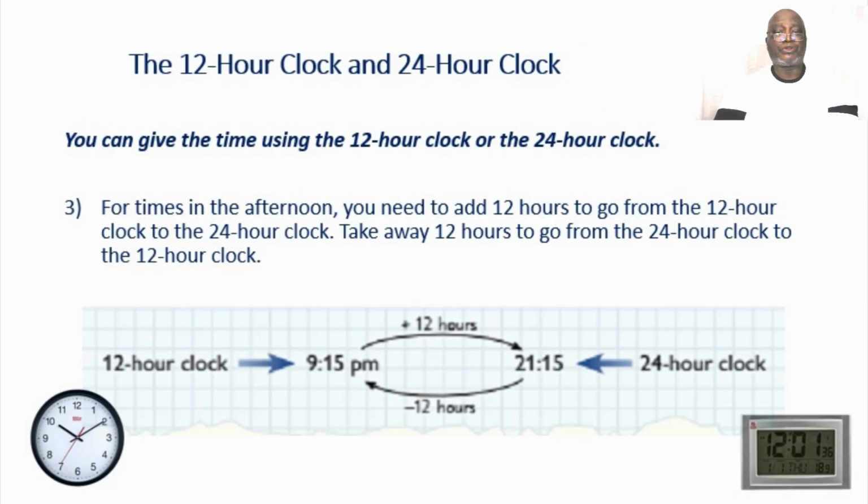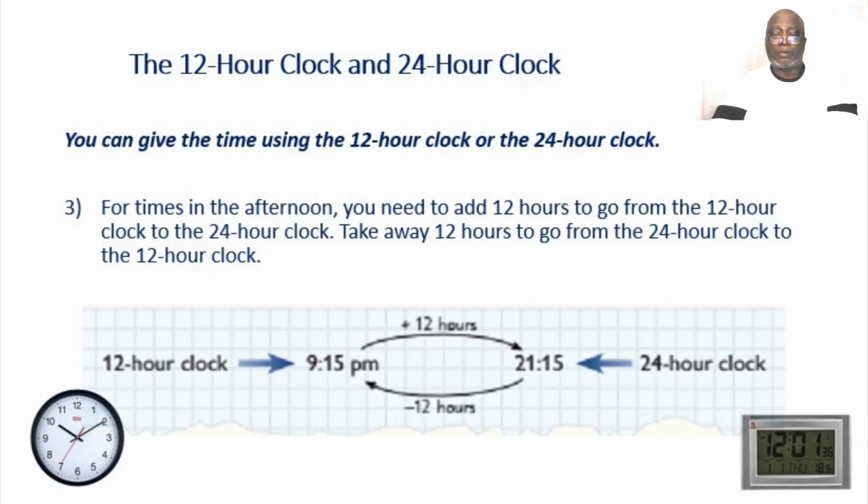You can give time using the 12-hour clock or the 24-hour clock. For times in the afternoon, you need to add 12 hours to go from 12-hour clock to 24-hour clock. Take away 12 hours to go from 24-hour clock to 12-hour clock. Look at the demonstration on the board. The 12-hour clock showing 9:15 p.m. You need to add 12 hours to be able to tell that time in the 24-hour clock, which would be 21:15. Note that I did not use p.m. on the 24-hour clock.